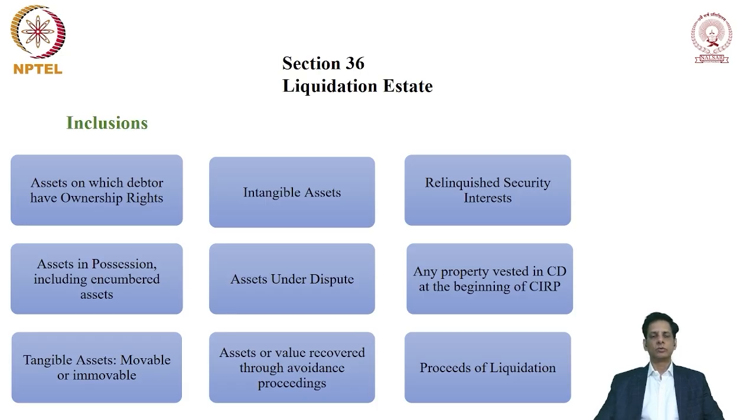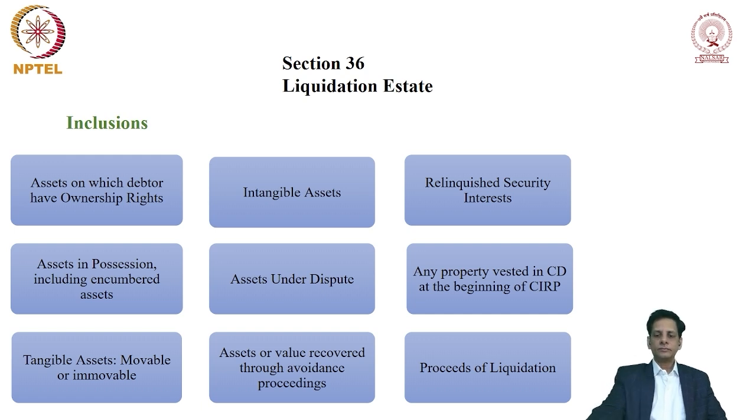Tangible assets such as movable and immovable properties, and assets or value recovered through avoidance proceedings. This is an important part of the entire liquidation. Please remember, we call it avoidance proceedings. Mark that, write it somewhere. And eventually when we are talking about the entire liquidation process, I'll make it very clear to you what kind of asset that is. So currently we are trying to understand that in case you have taken proceedings against any party under avoidance transactions, then if you have recovered any money from such proceedings, that will become a part of the liquidation estate. And lastly, proceeds of liquidation will become part of the liquidation estate. All this should be paid to the creditors.